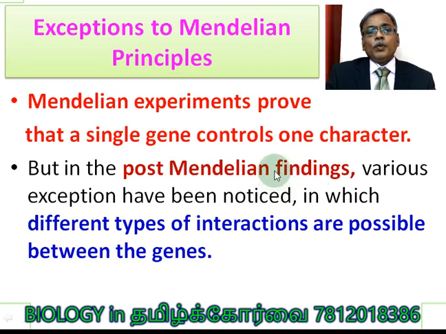Mendelian experiments proved that a single gene controls one character. Single gene means the T gene is responsible to produce the height of the plant. But in post-Mendelian findings, various exceptions have been noticed in which different types of interactions are possible between the genes.